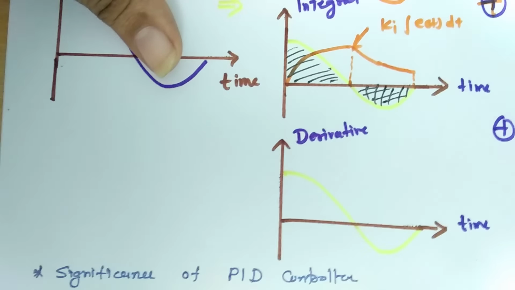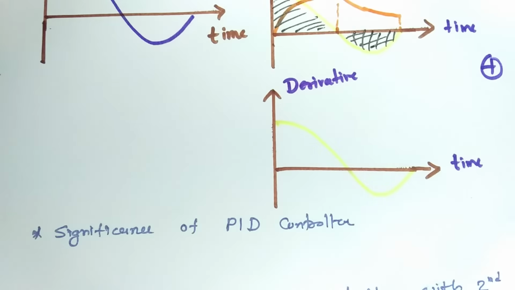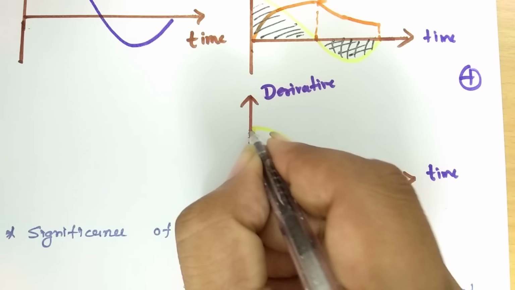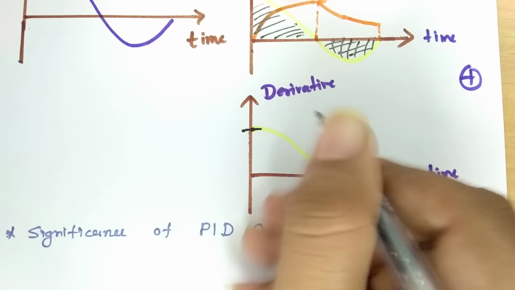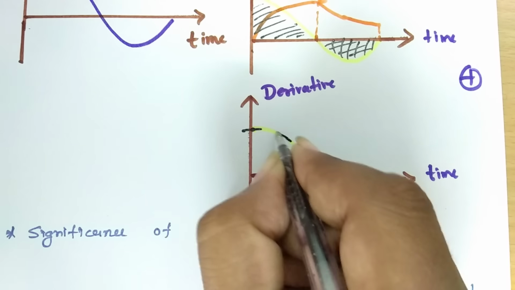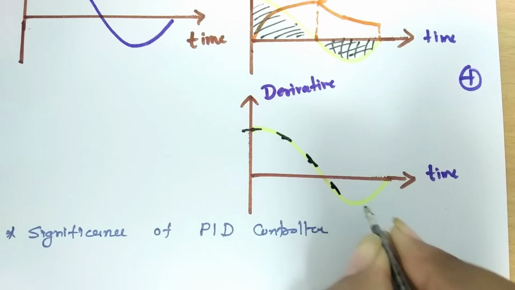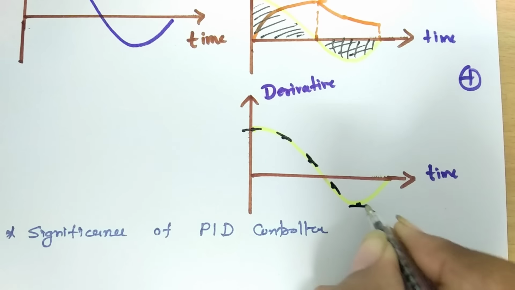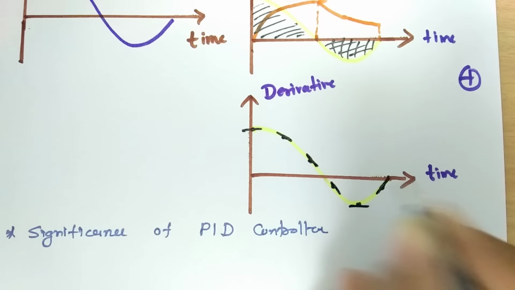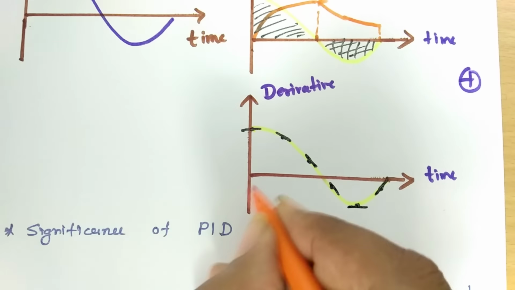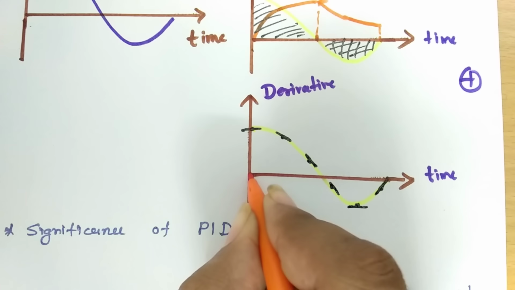When we talk about the derivative controller's output, that is based on the slope of the line. Here the slope is horizontal, so that is 0. Over here the slope is negative. Here the slope is negative. Here the slope is negative. Again here the slope is horizontal, so 0. Here the slope is positive. So based on that, the derivative controller's output is 0 over here.